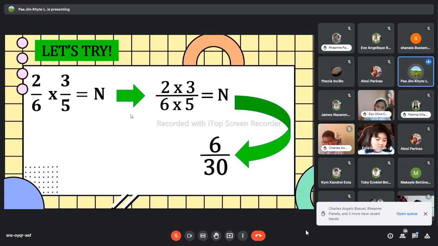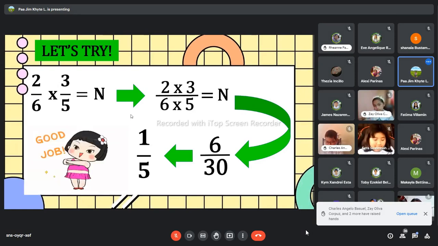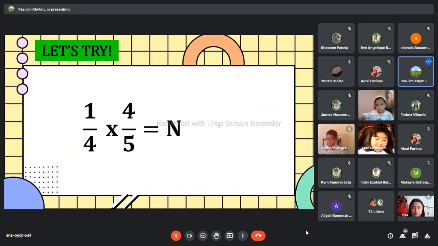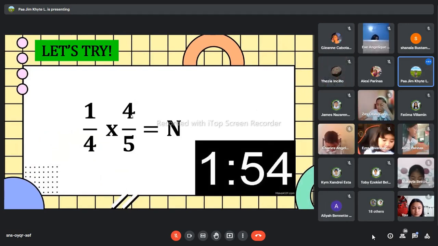We can make it into its simplest form. If we transform it into its simplest form, our answer will be 1/5. Who got the correct answer? Raise your hands. Very good. Now let's take a look at the next equation and let's try to answer it. You have 2 minutes to answer. 1/4 times 4/5 is equal to n.